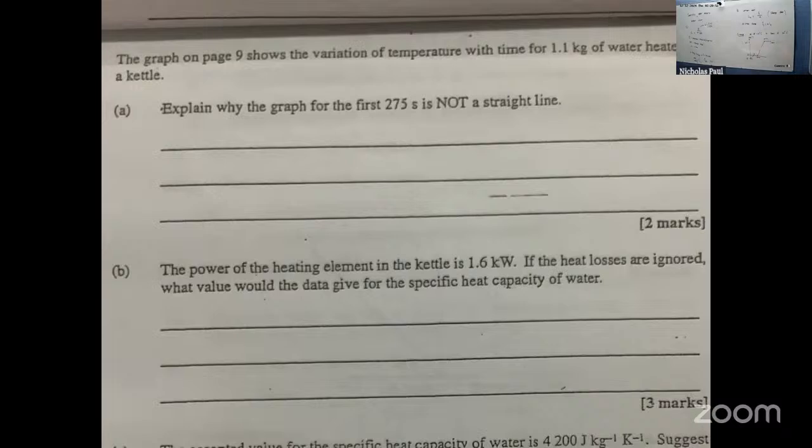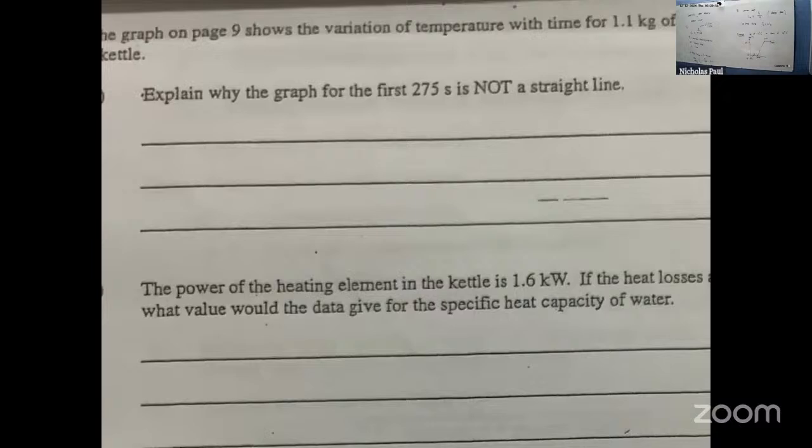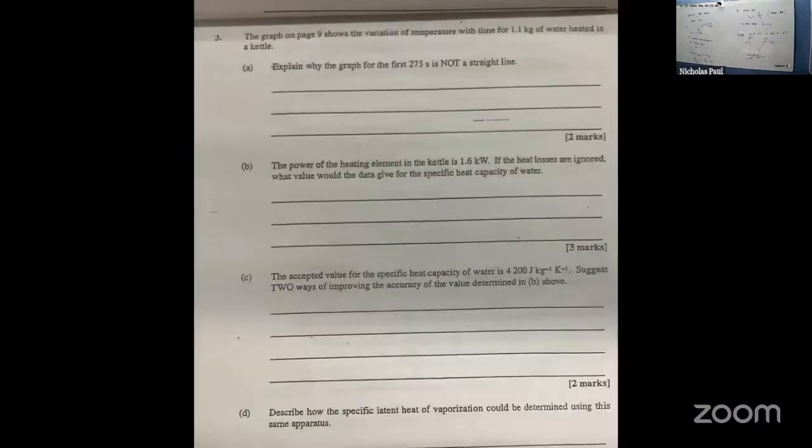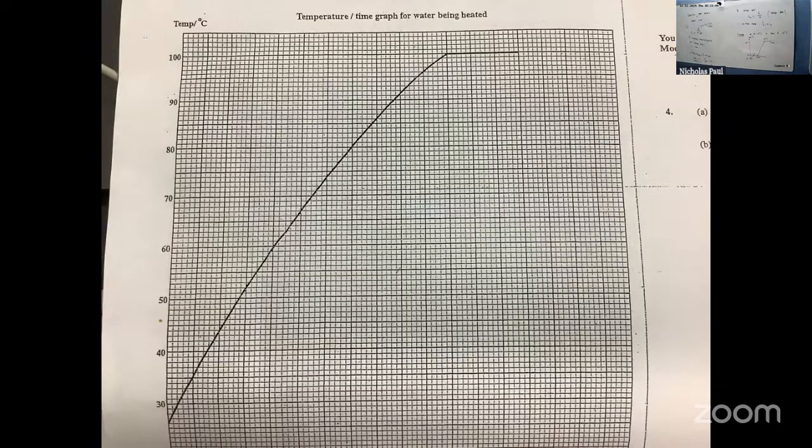Right, here's what I want you to do. Explain why the graph for the first 275 seconds is not a straight line. Why is it not a straight line? That's not a straight line, right? 275 seconds, that is.